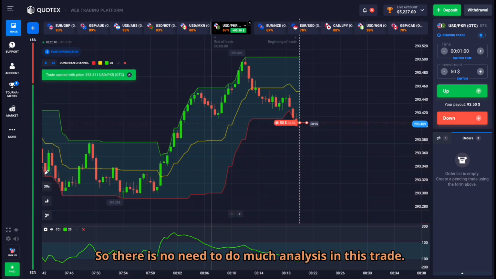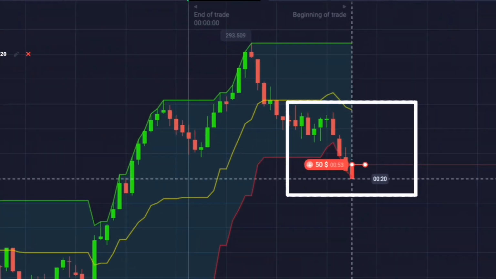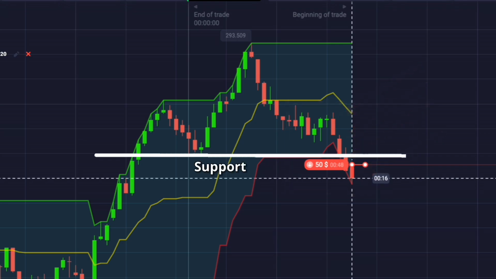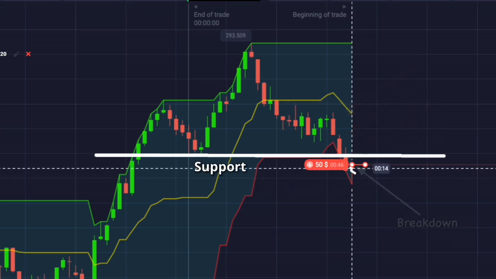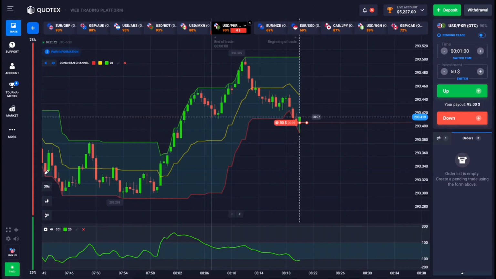There is no need to do much analysis in this trade. When the market came near the Donchian channel, it is going down by forming a big candle, and it has also broken this previous support, so there is a high possibility of the market going down. That is why the trade has been placed in the downward direction.